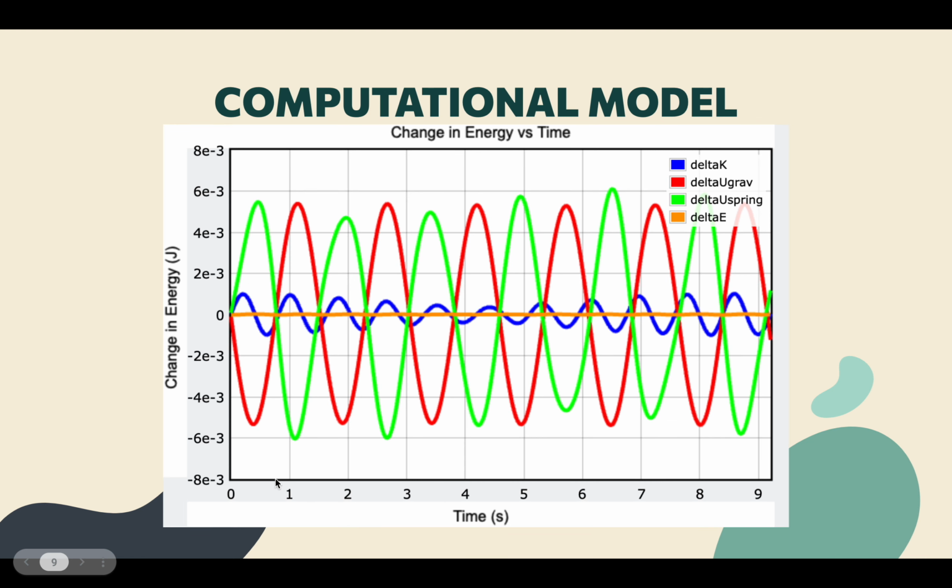The code gives us this model of the change in energy of the system versus time. Here we can see that the change in gravitational potential energy is always directly opposite the change in spring potential energy, as in, when one is at max, the other is at its minimum, and vice versa. The total energy, as seen in orange, is consistently 0.